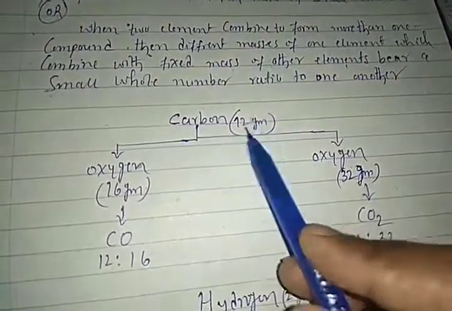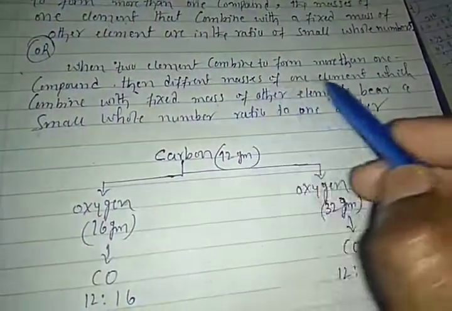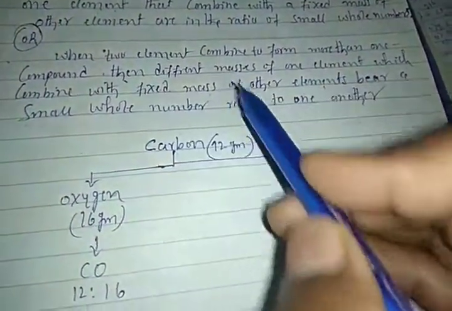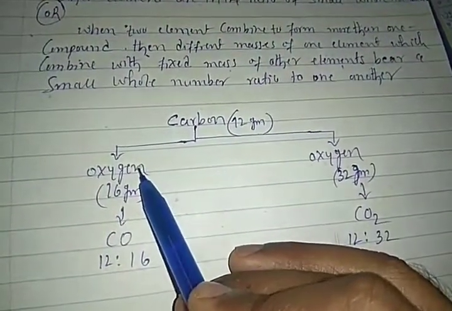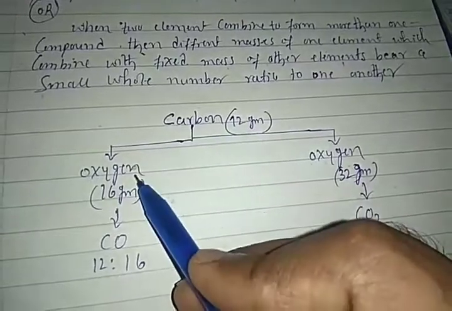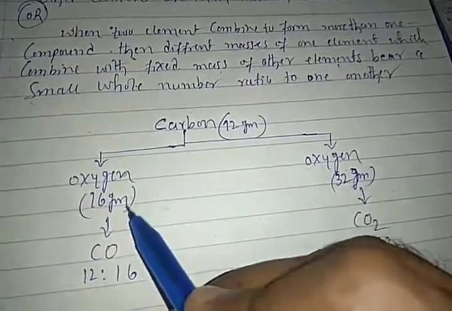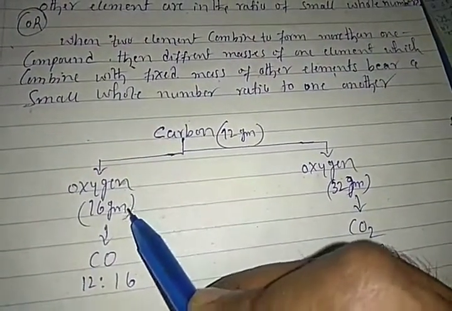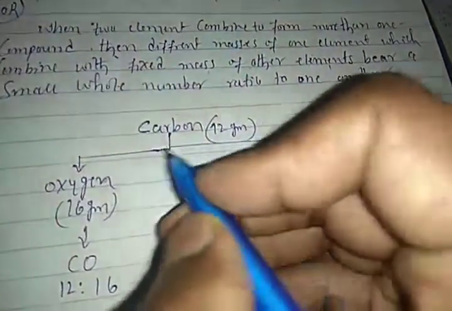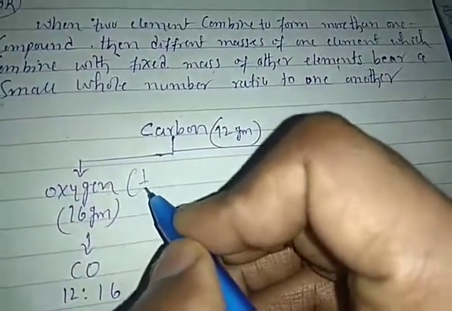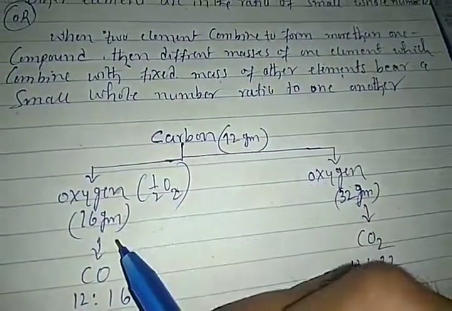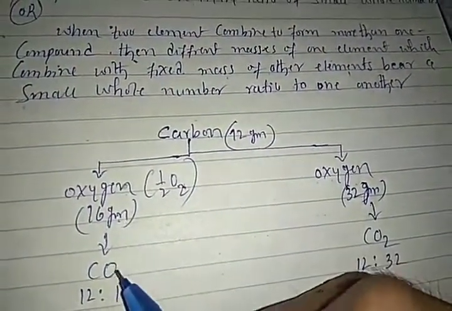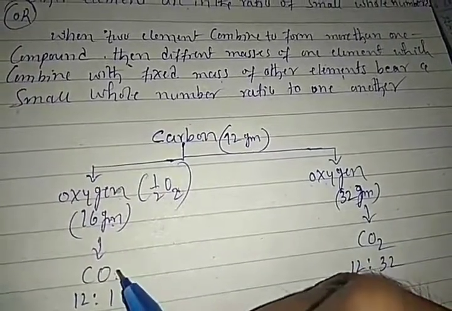Take carbon, whose mass is fixed here at 12 gram. Carbon reacts with oxygen. Oxygen is in the O form, or you may say carbon reacts with an oxygen atom, whose atomic mass is 16 gram, to form carbon monoxide.